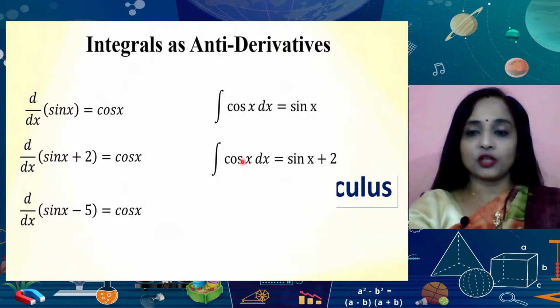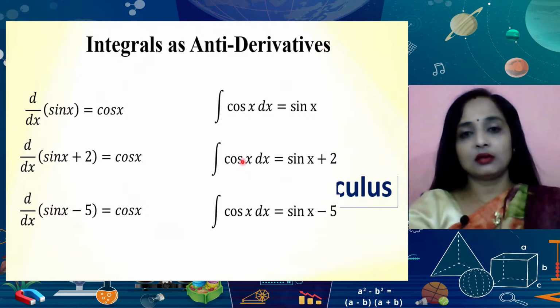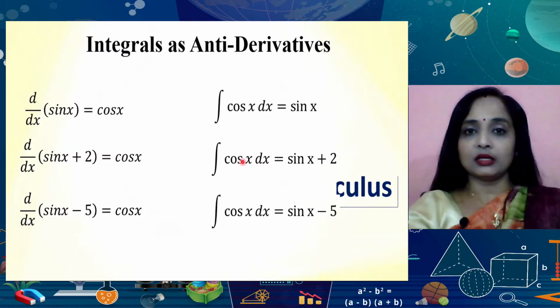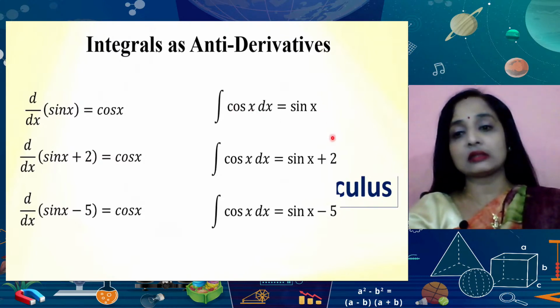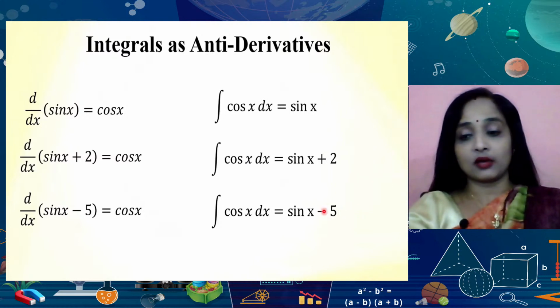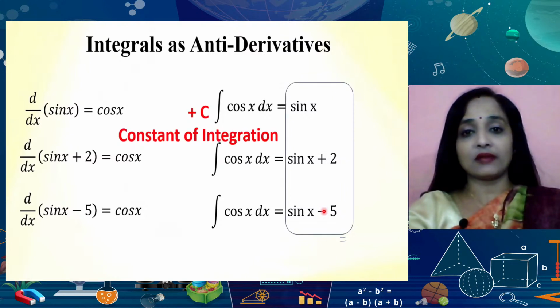We take one more function: the derivative of sin x minus 5 with respect to x is cos x. This also implies that the integral of cos x is sin x minus 5. Now what's this? Math says unique answers. But now the integral of cos x with respect to x is giving us 3 different answers. This cannot be done. So what about these 3 different answers? How can we arrive at a common consensus?